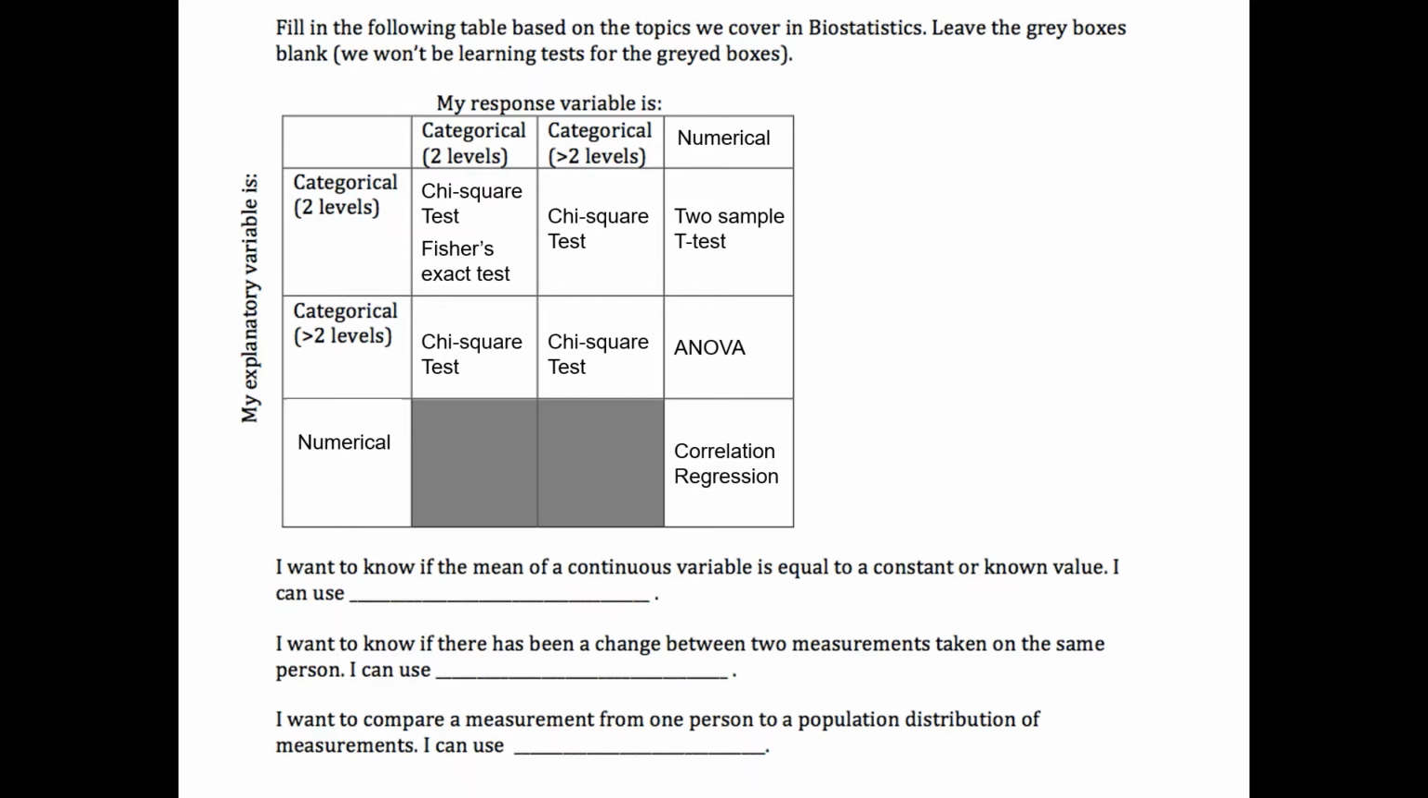Now let's move to the three scenarios below. If we want to know whether the mean of a continuous variable is equal to a constant or known value, we can use the one-sample t-test. And if we want to know whether there has been a change between two measurements taken on the same person, we can use the paired t-test. And finally, if we want to compare a measurement from one person or an individual to a population distribution of measurements, we can use the z-score method.